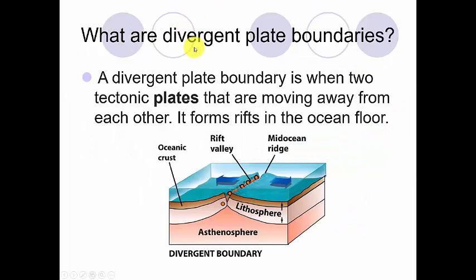What are divergent plate boundaries? Divergent plate boundaries are where two tectonic plates move away from each other, and it forms rifts. So it's breaking apart right here. This is a mid-ocean rift. This is the Rift Valley. That's the lithosphere, right? And that's the crust. And these are the different spheres of the mantle.